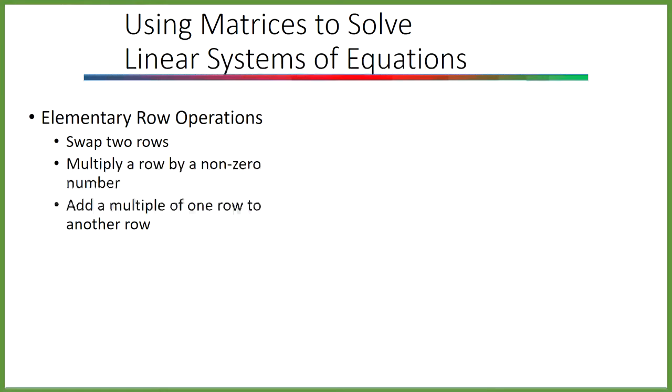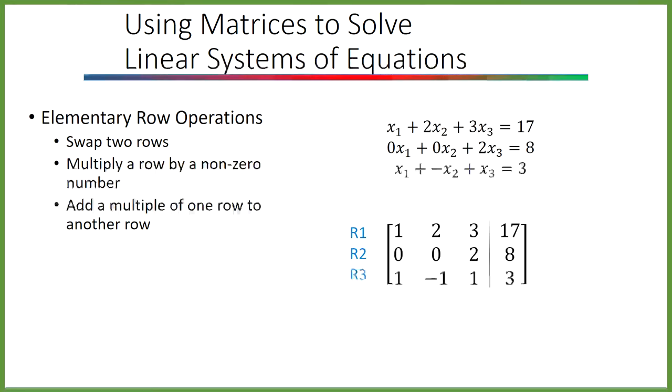So let's see how these actually work in practice and prove to ourselves that these don't change the meaning of the augmented matrix. Here I've got a system of linear equations that I've also written in augmented matrix form. Take a moment to ensure yourself that this augmented matrix is correct. Okay, so what do these elementary row operations actually do? Well, first we'll try swapping two rows.